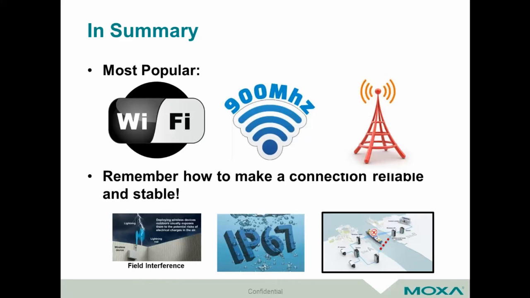There are also many things that you can do to help make your connection more reliable and stable, whether that's making sure that you have isolation protection built into your system, redundancy protocols, or support for roaming. All these things can basically help make your wireless connection a little bit more reliable and a little bit more stable.